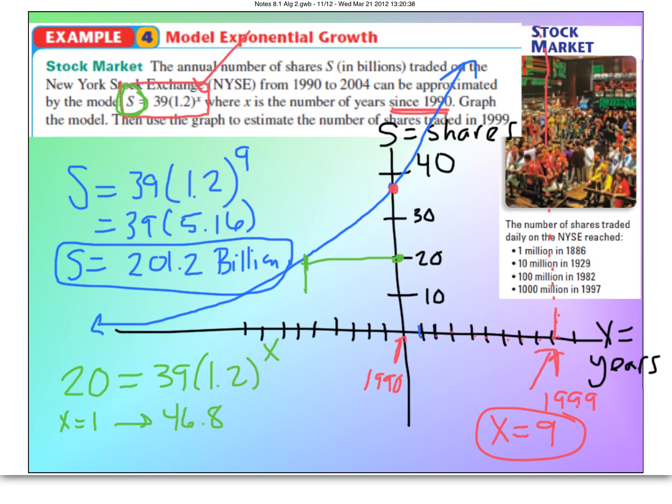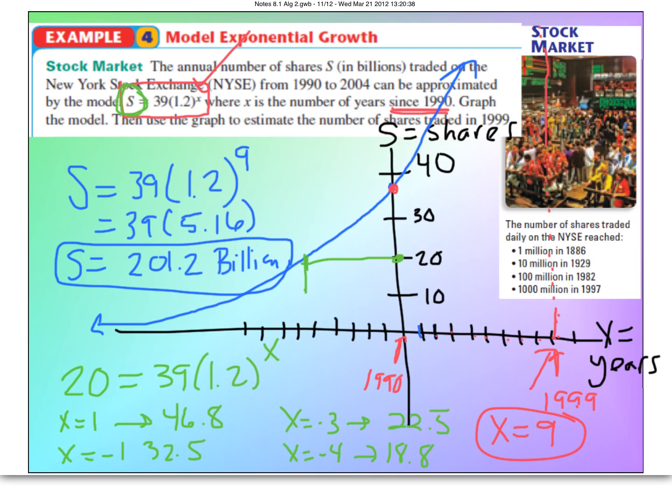So anything smaller than 1, you're going to have to go to the negatives. Maybe try x is negative 1. If you try negative 1, you will get 32.5. Okay, we're getting closer. How about we try x is negative 3? If you put negative 3 in for x, you're going to end up getting 22.5. So let's go a little bit lower. What if x is negative 4? If x is negative 4, you're going to get 18.8.